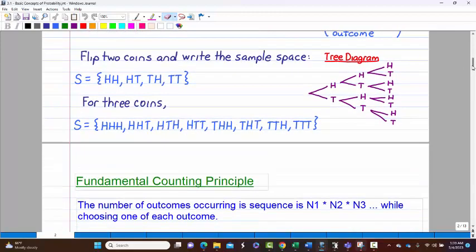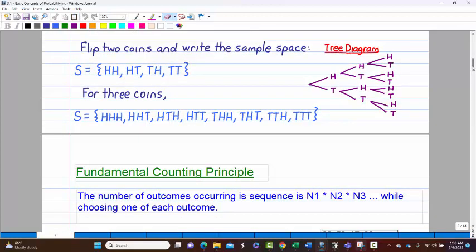All right. Let's say you flip two coins and you want to write the sample space of all possible outcomes. Now for two coins, it's not too hard to list it out. It can be heads then heads, heads then tails, tails then heads, and then tails, tails. Four possible outcomes. And that's the same whether you're flipping one and then the other or flipping them both at the same time.